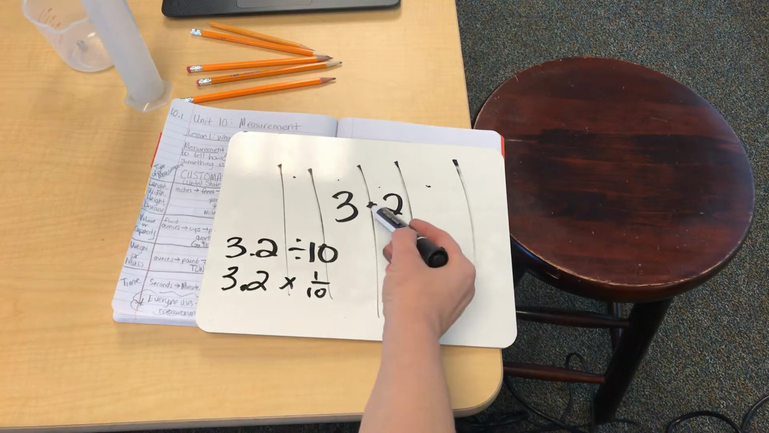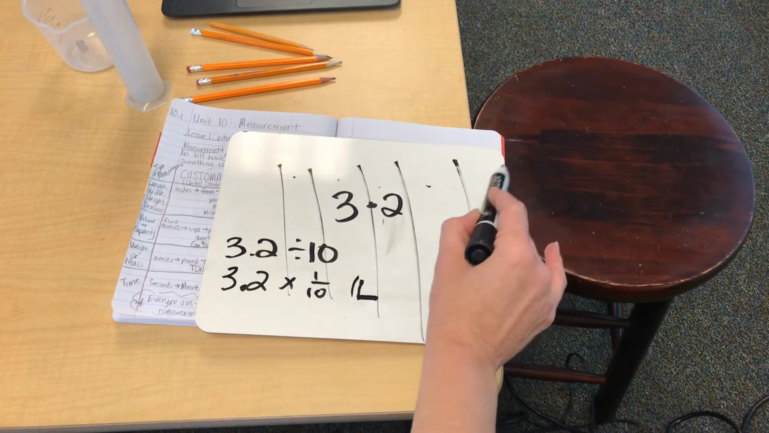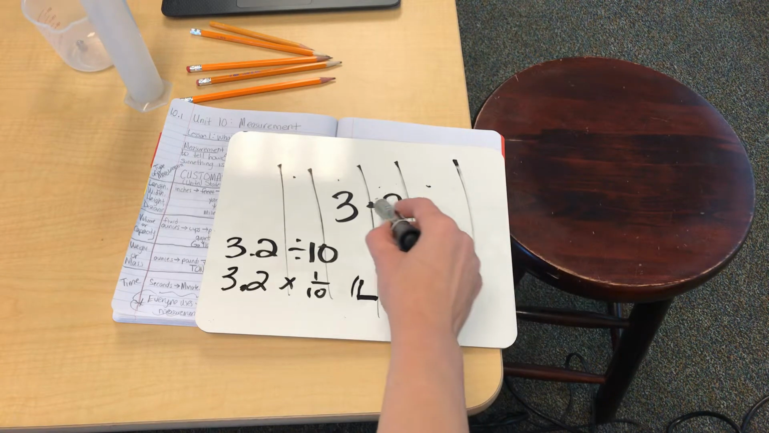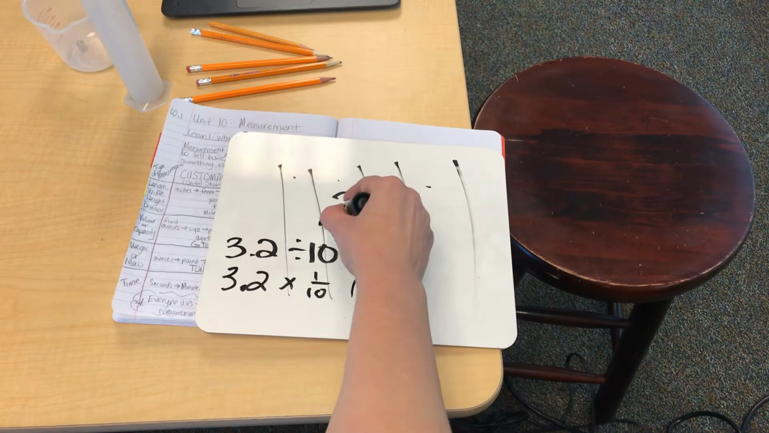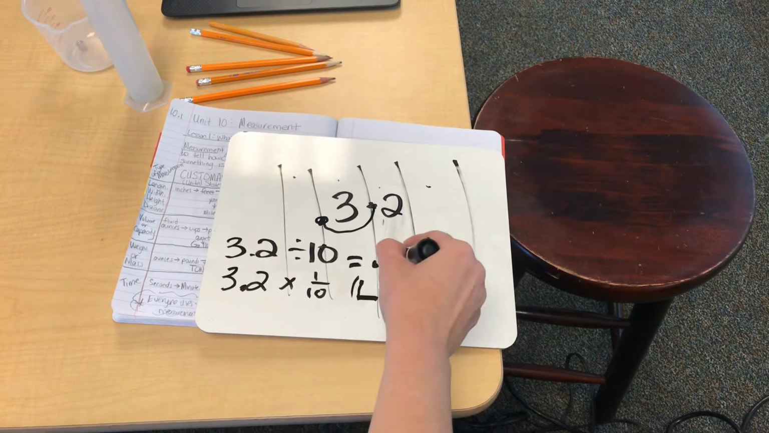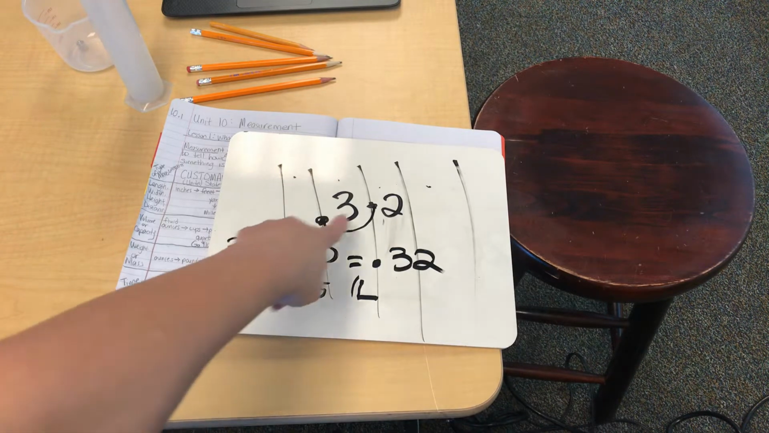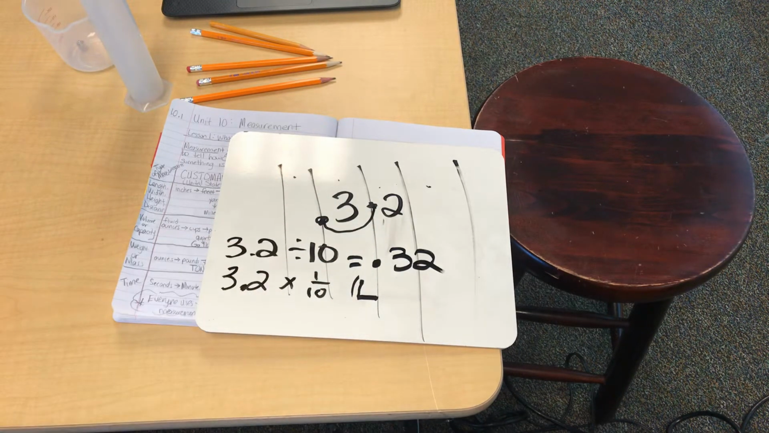Okay, so I'm going to move it one time to the left. Smaller, right? So I'm going to go boom. And my new number is going to be 32 hundredths. It was 3 2/10. Now it's 32 hundredths because I made it smaller. So this is all a review, hopefully.